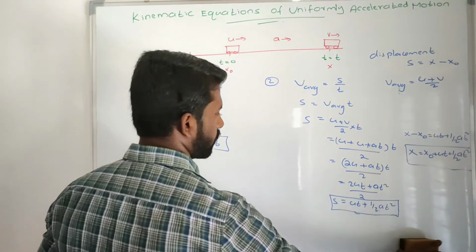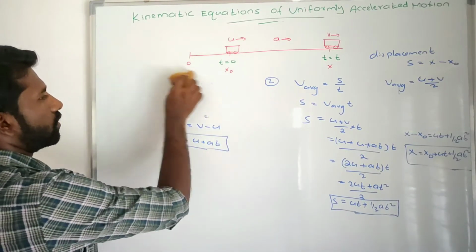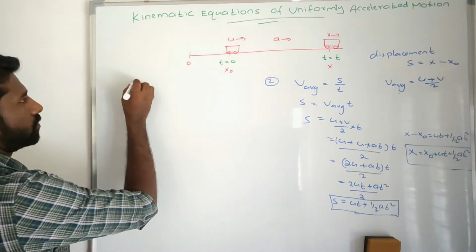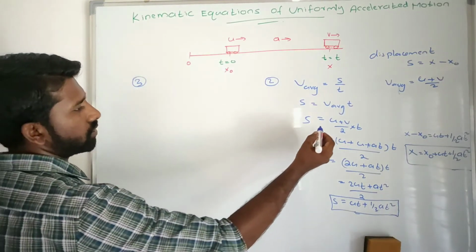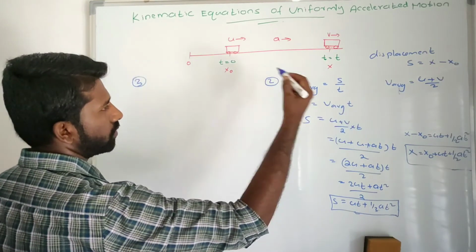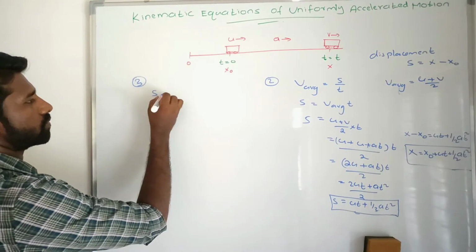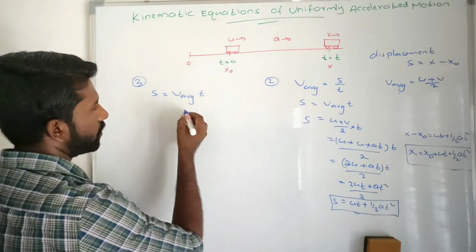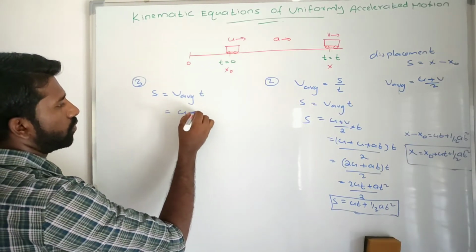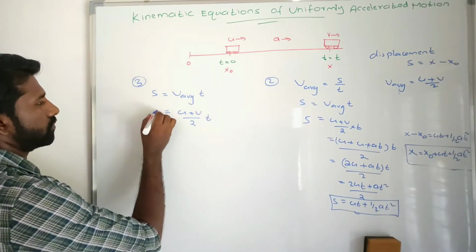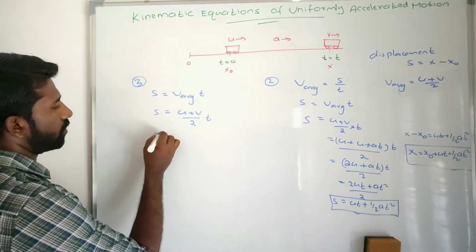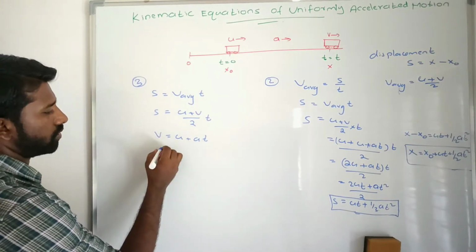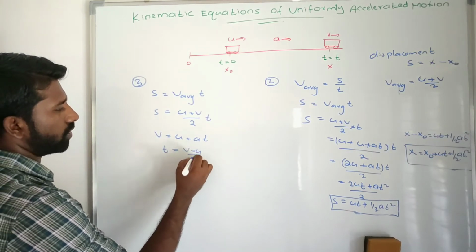Then next you will see the third equation of motion. For that I am going to take this equation: displacement is equal to V average into t, and this V average we already got as u plus v divided by 2, into t. This t I am going to change. We already know the first motion equation, v is equal to u plus at. From this, t is equal to v minus u by a. I substitute this here.